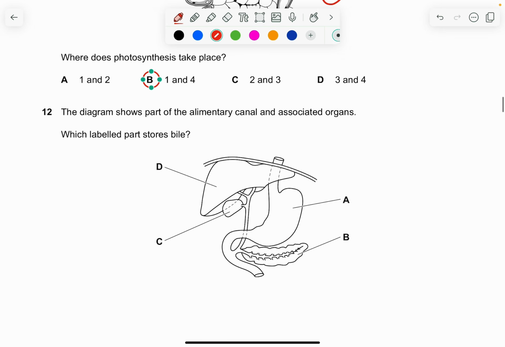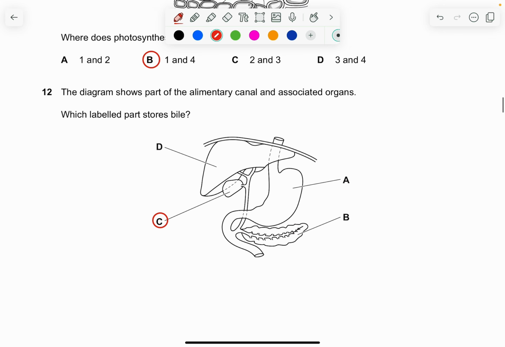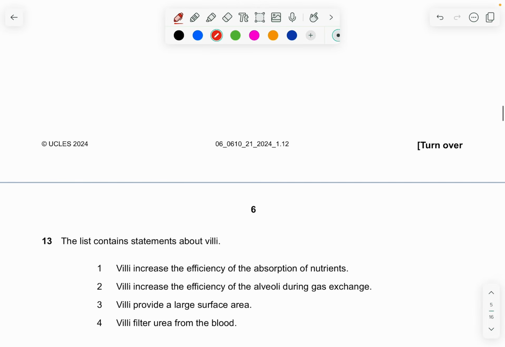Question 12. The diagram shows part of the alimentary canal and associated organs. Which labeled part stores bile? Okay, so the answer is C. So this one you also have to remember, this is the gallbladder.